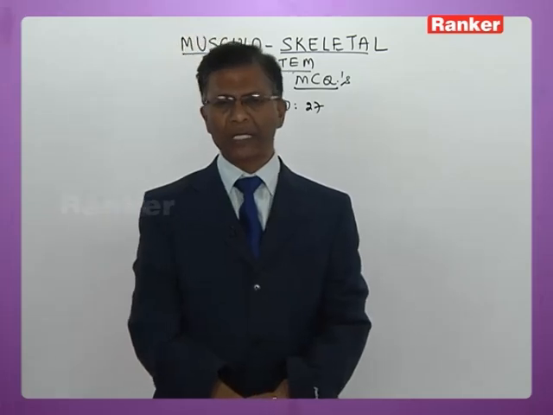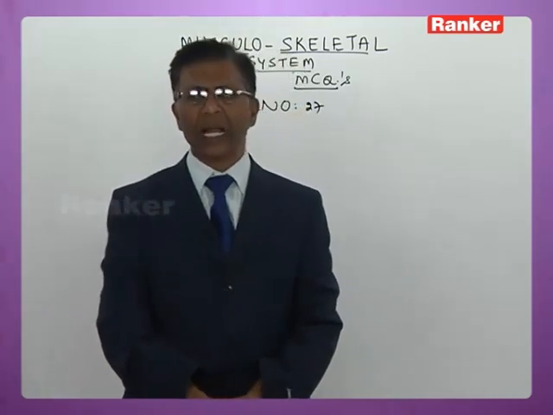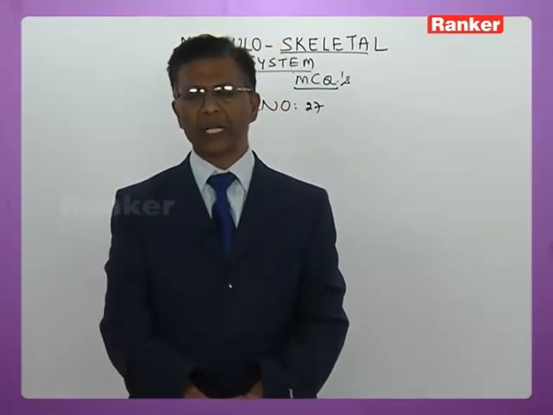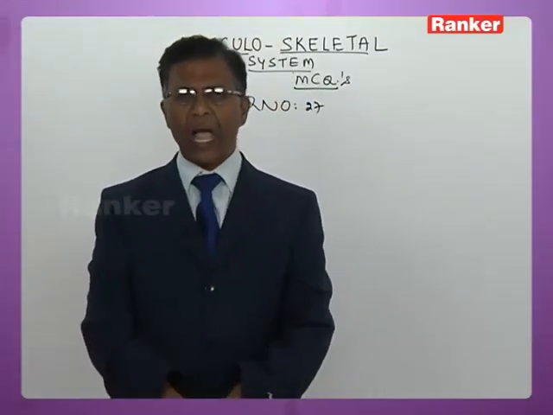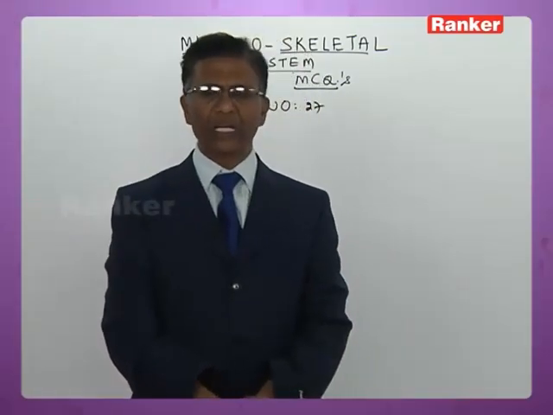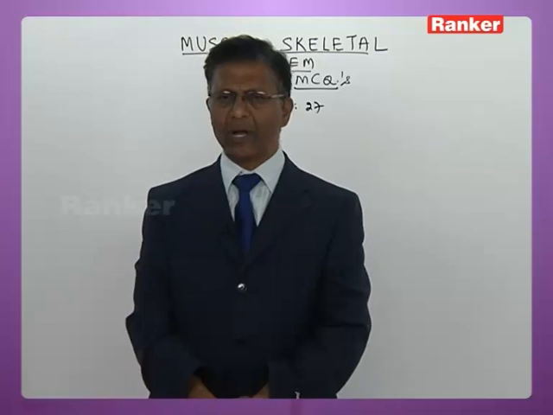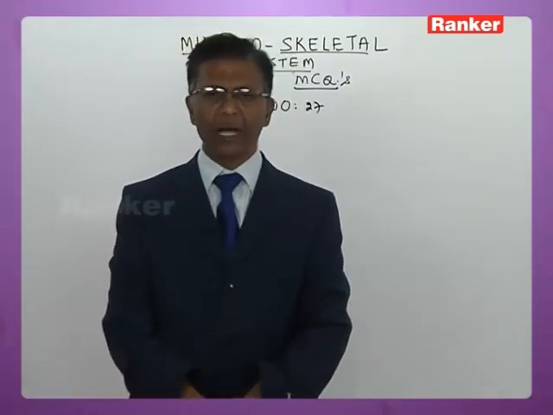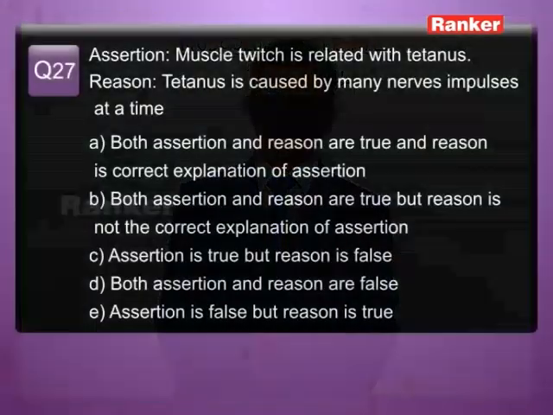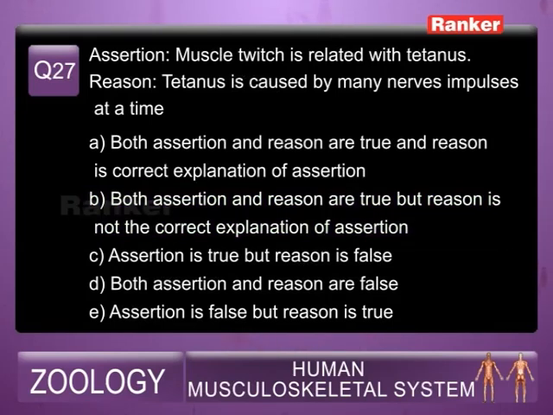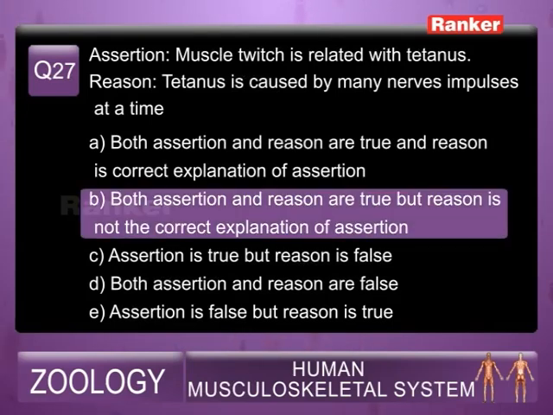Here muscle twitch is related with tetanus. Twitch is a single contraction elicited in the muscle by a nerve impulse, that is by a threshold stimulus, and can be called twitch. And when many stimuli are given one after the other, it leads to tetanic, that is sustained contraction, which is called tetanus contraction. And the reason, tetanus is caused by many nerve impulses at a time. So here the answer can be B, that is both assertion and reason are true, but reason is not the correct explanation. So the 27th answer is B.